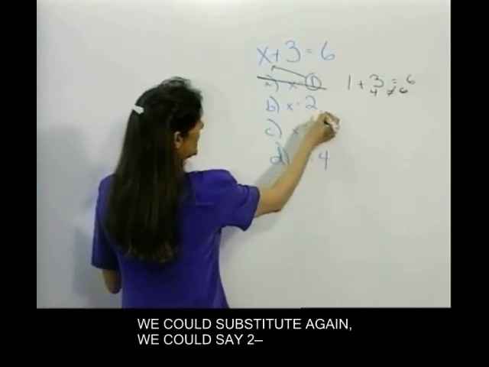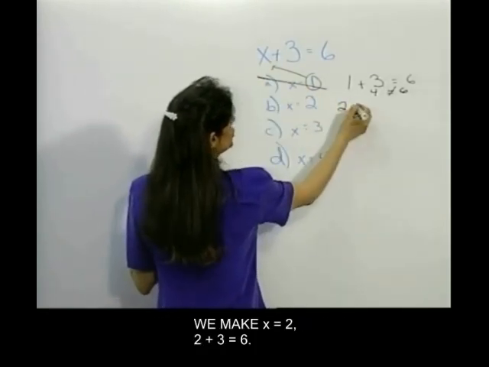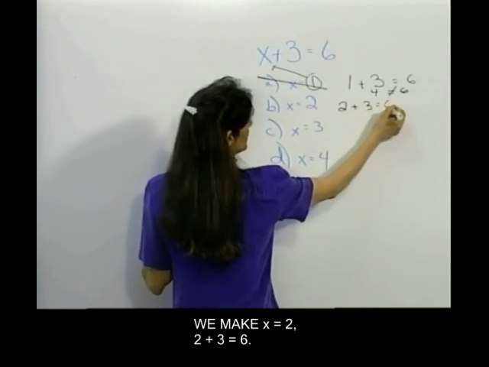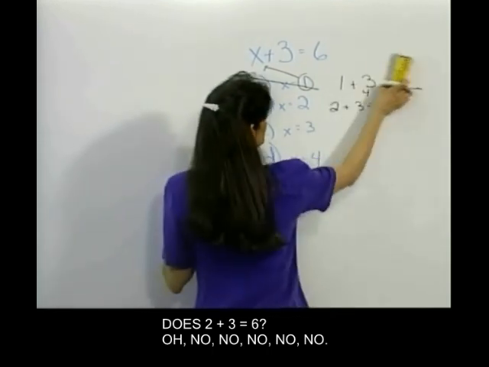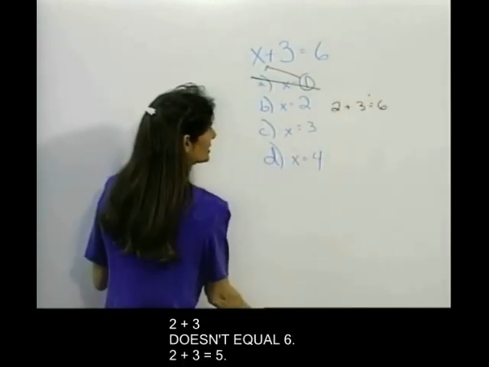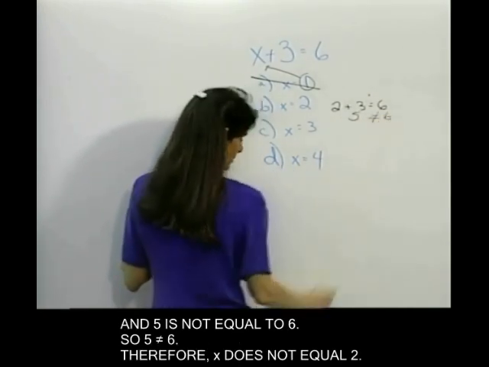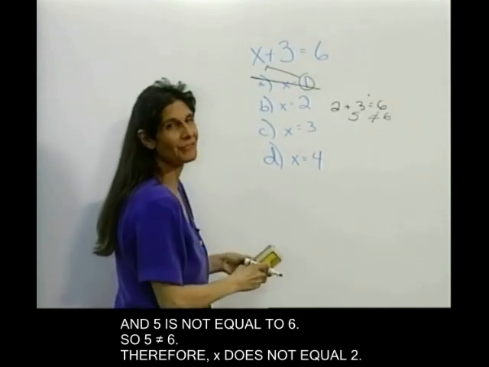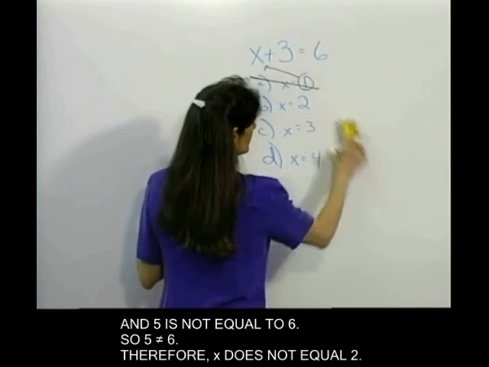We could substitute again. We could say x equals 2. Does 2 plus 3 equal 6? Oh, no. 2 plus 3 doesn't equal 6. 2 plus 3 is 5, and 5 is not equal to 6. So 5 doesn't equal 6, therefore x does not equal 2.